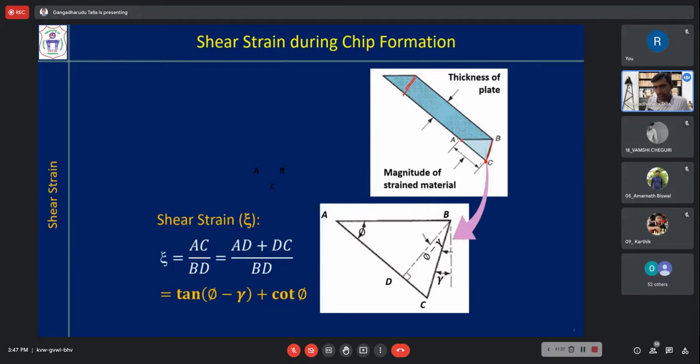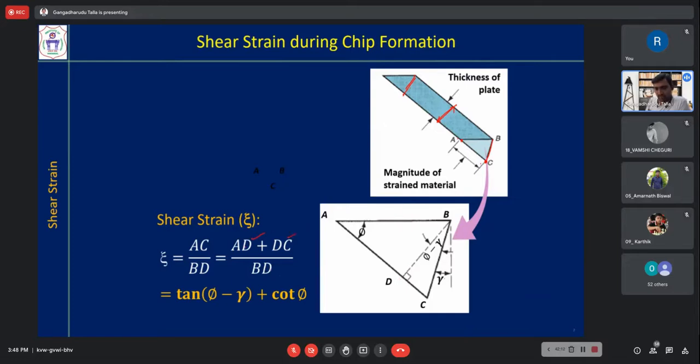So but it has displaced to a length of AC. So that is the displacement by the distance between the two ends of that plane on which the shear force is acting. Okay, that is BD. So AC by BD is shear strain, that is represented by this zeta symbol. Now what is AC? AC is AD plus DC and BD remains same.